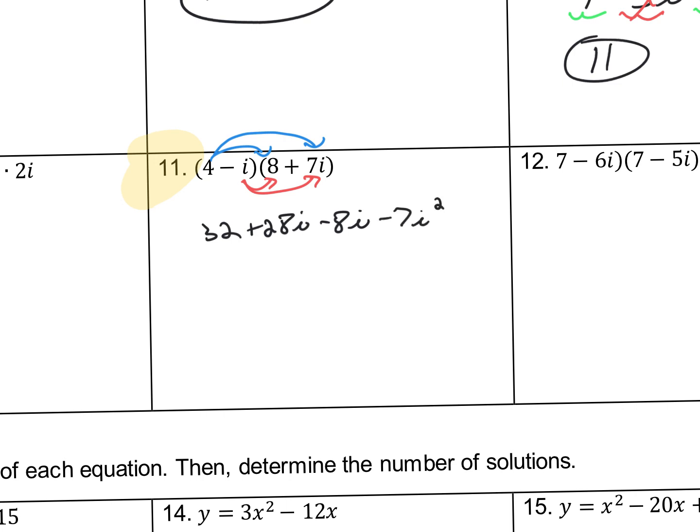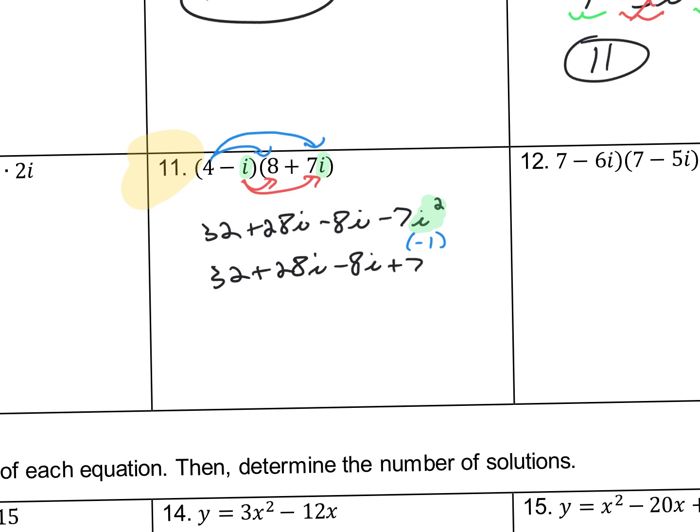Be sure you pay attention to the fact that we have an i squared. And we got that because we multiplied i times i. That gives us i squared. Well, i squared is equal to -1. So we could just call that, that's multiply times -1. Well, you're multiplying the -7 times -1. So now I'm going to rewrite that as 32 plus 28i minus 8i, and then plus 7. I got the plus 7 from multiplying -7 times -1, positive 7.